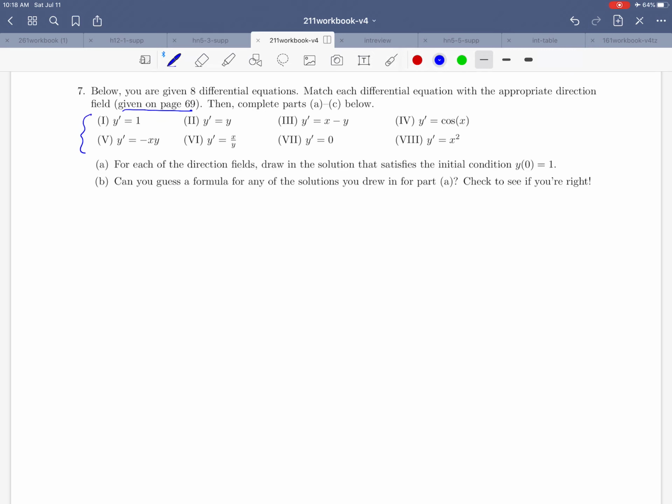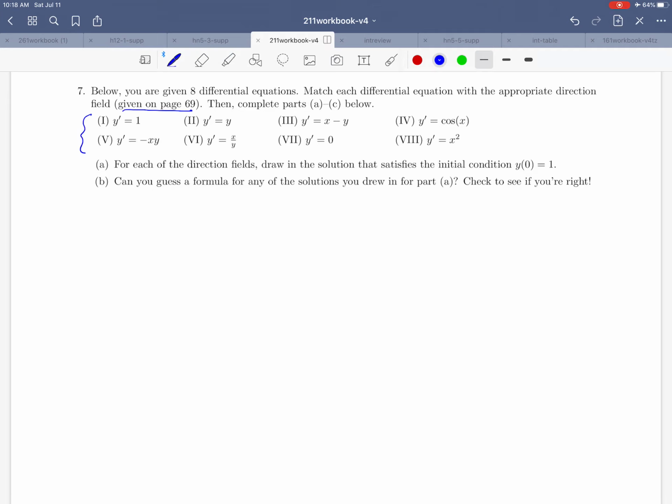And I want to make the comment that the tips that I give you are just 2 possible ways that you could approach matching these formulas with their slope fields. There are a lot of other approaches that you could use, so I'd encourage you to be creative as you're working through this.